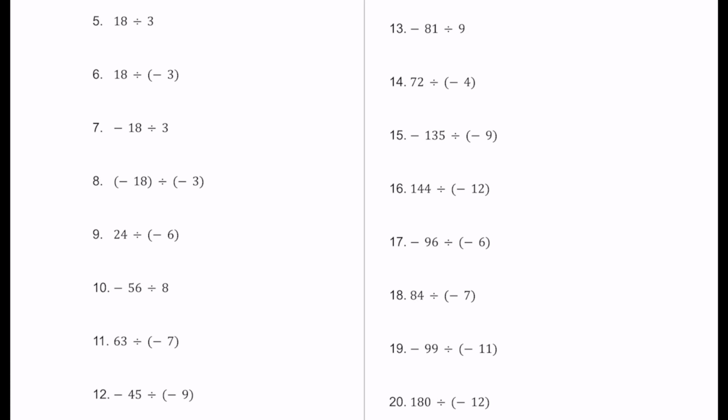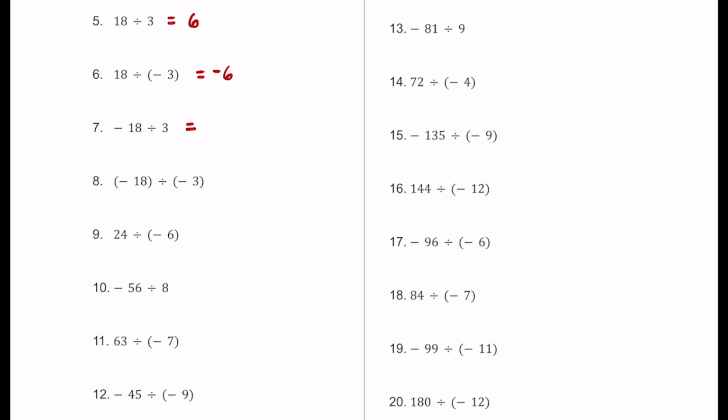So for number 5, we have 18 divided by 3. That's equal to 6. Don't have to worry too much. Positive divided by positive, always positive. For number 6, we have 18 divided by negative 3. Well, that's one opposite, so the answer has to be the opposite of 6.